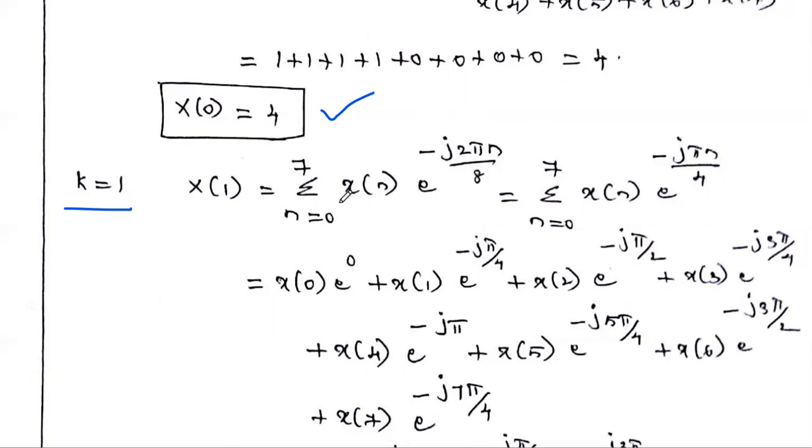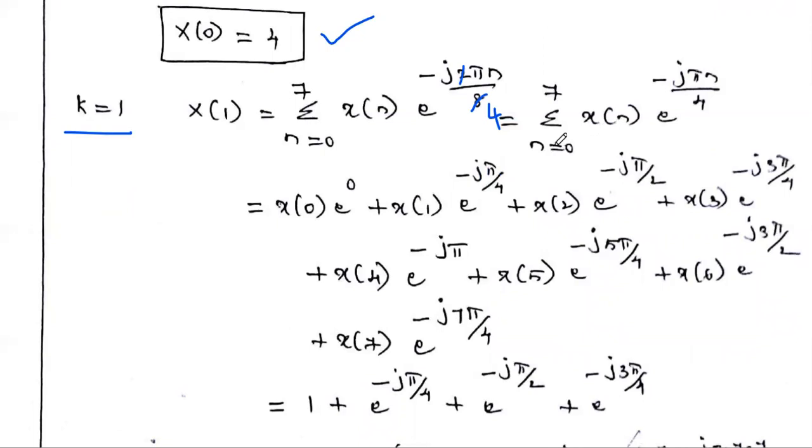Now we have to expand the summation. Before substituting, you see here the 2 and here 8. If you are cancelling, we may get the denominator as 4. So that's why summation n equal to 0 to 7 of x of n e power minus j pi n by 4. In this equation, you just substitute the n value. First, if you are substituting n equal to 0, we may get x of 0 into e power 0. Then plus, put n equal to 1, x of 1 into e power minus j pi by 4.